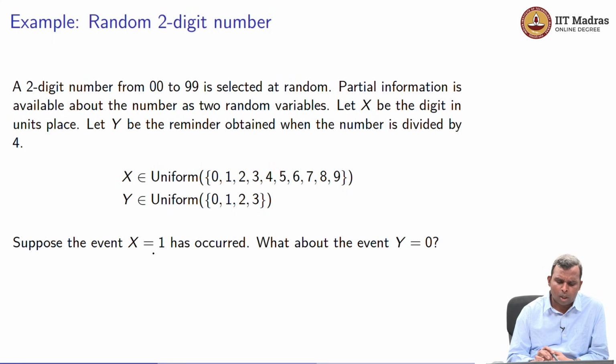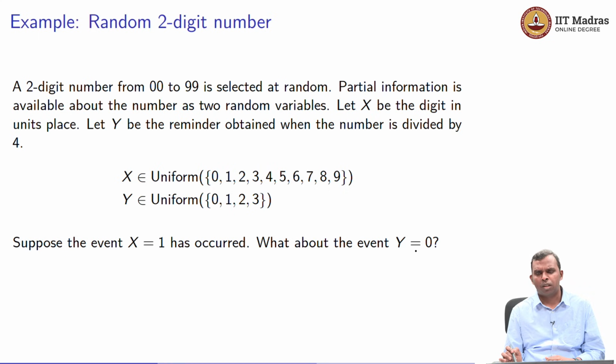But notice what can happen here. Supposing somebody told you the event x equals 1 occurred. So x equals 1 has occurred, which means the last digit is 1. And then if you were to look at the event y equals 0, what do you think will happen here? Can y be 0 if x is 1? That's not possible. Any number that ends in 1 cannot be a multiple of 4. It cannot give you a remainder 0 when you divide by 4.